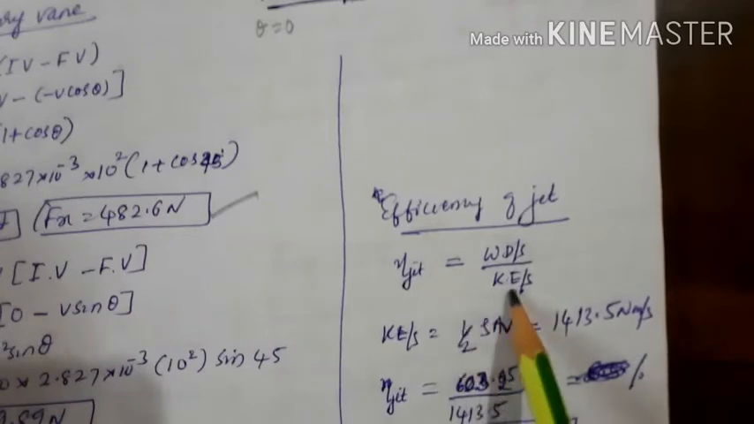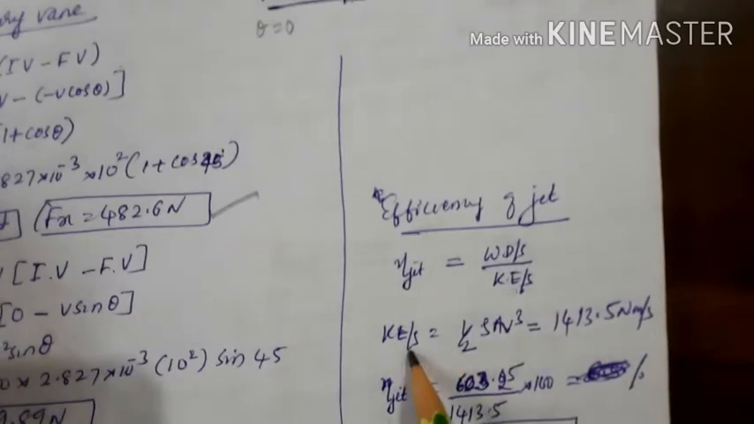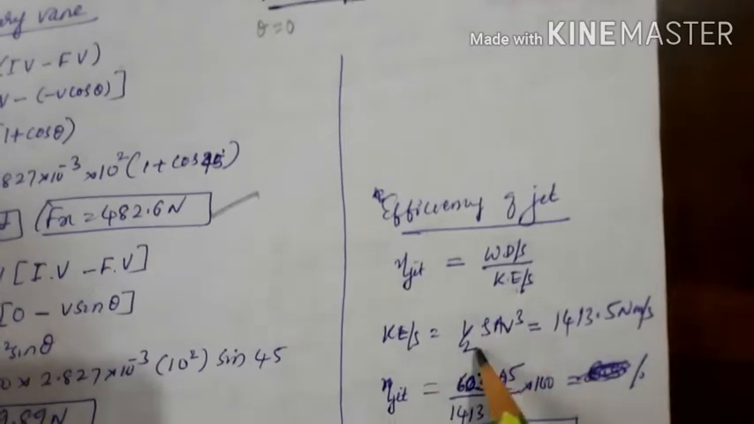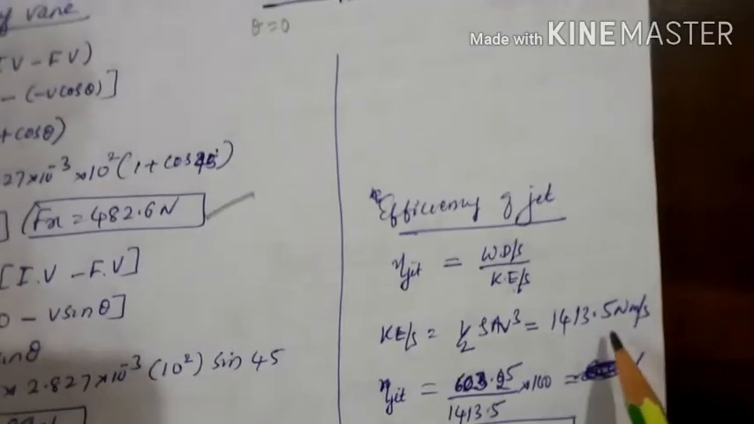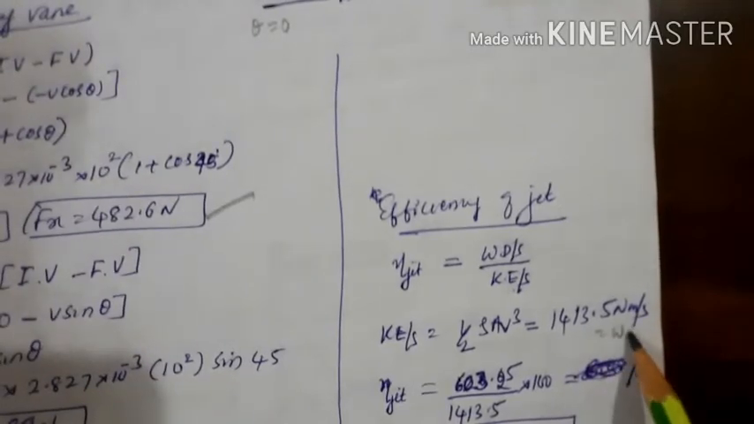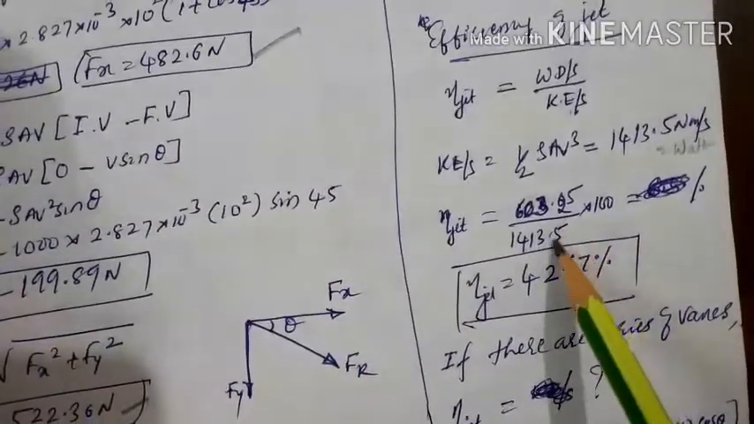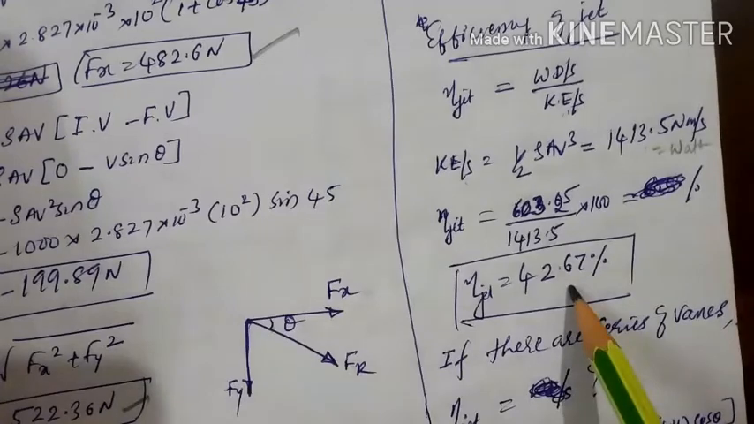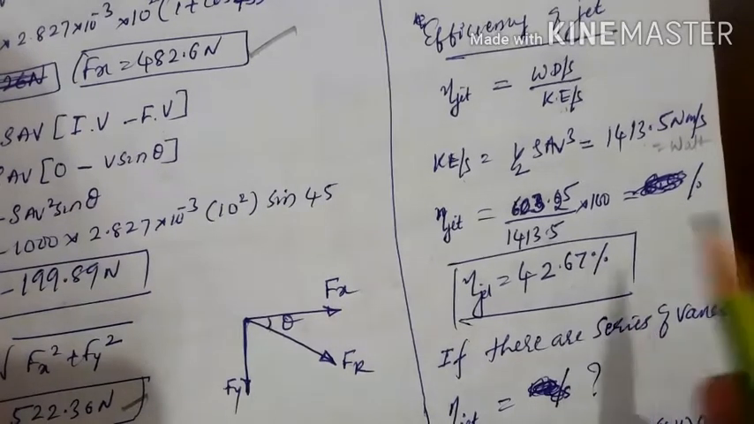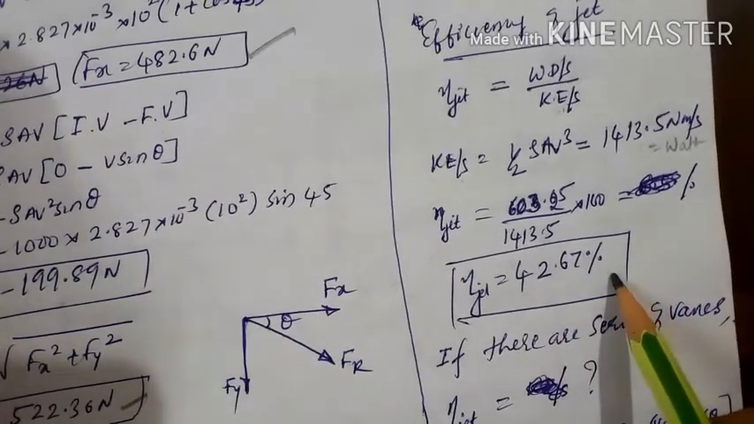Input will be the kinetic energy of the jet. Then the kinetic energy of the jet per second, that is half rho a v cubed. When you substitute all the values, we get this much as the power, in watts. Then the efficiency of the jet, substituting here, we get the efficiency of the jet as 42.67%. This is for a single vane.